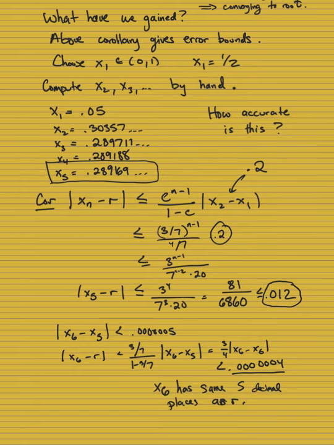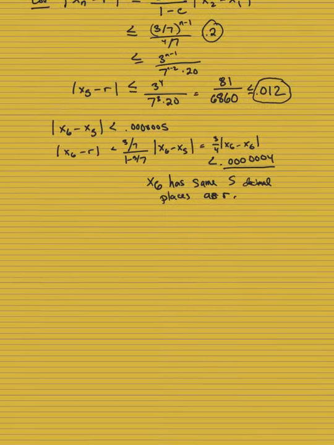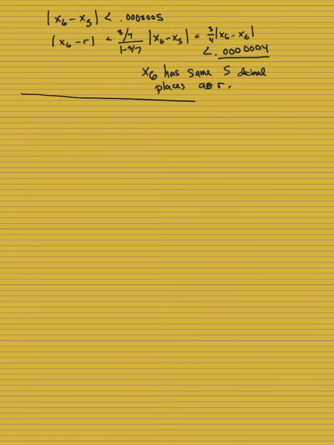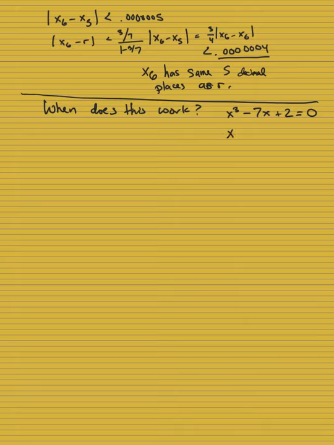Okay, so I want to end just by giving you a general idea of when this works. So when does this work? Notice we were starting with x cubed minus 7x plus 2 is 0. But what we actually were interested in was finding x which satisfied this equation.